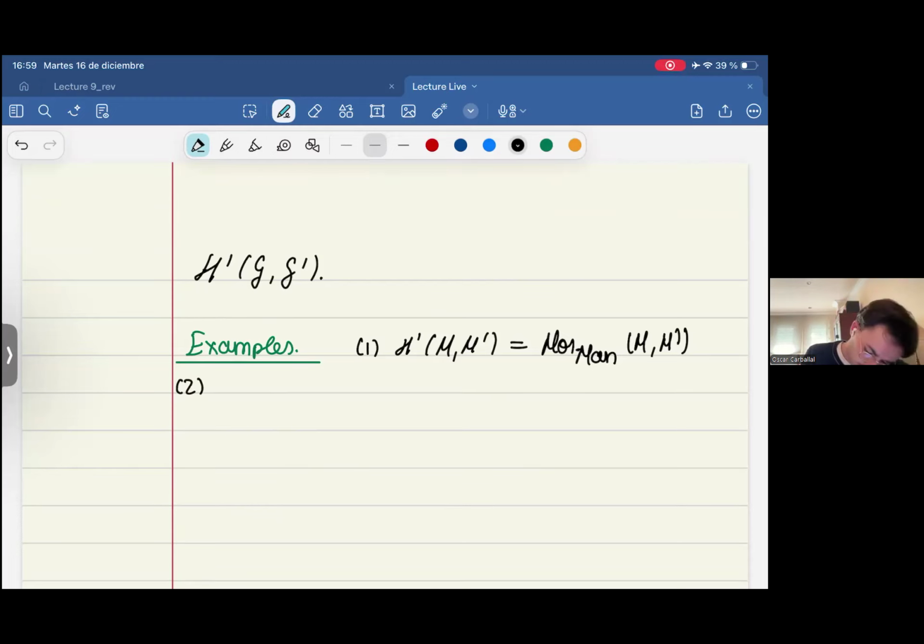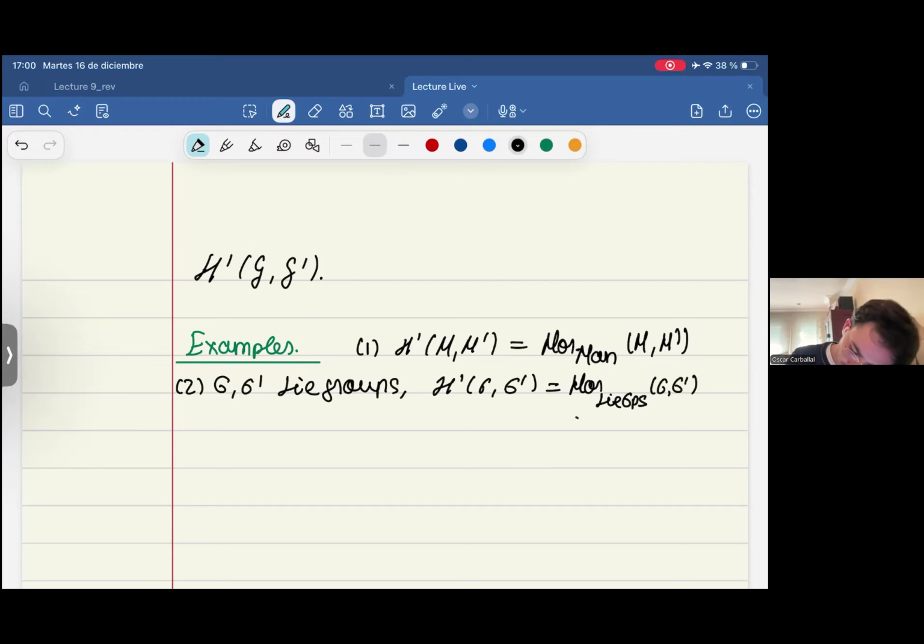The other example is when we have G and G prime Lie groups. The set of generalized maps between G and G prime is precisely morphisms of Lie groups between G and G prime up to inner automorphisms of G prime. And this is precisely something related to, if you know, the cohomology of G with values in G prime. So this is why I guess that they use that notation, right?